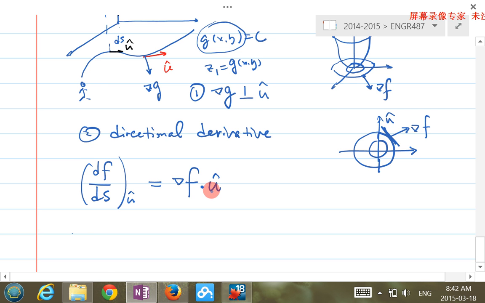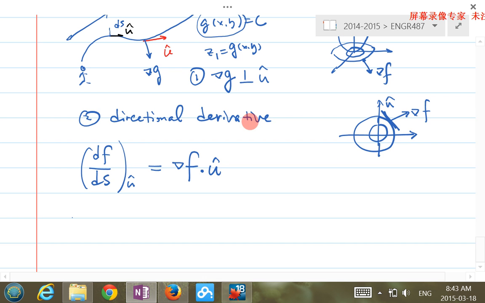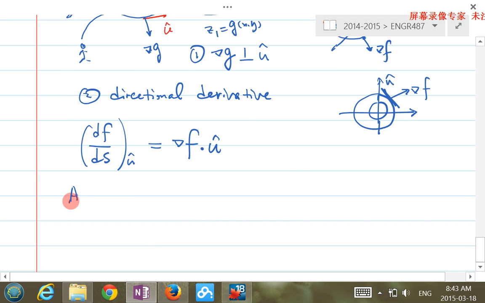Is that good? Okay, so then think about how this relates to the min and max. If this directional derivative represents the rate of change of this little person walking along this surface here, then at the local min or local max location, guess what it's going to be for the directional derivative? Zero, right? So at a local min or stationary point, this df over ds in the u hat direction will be zero.